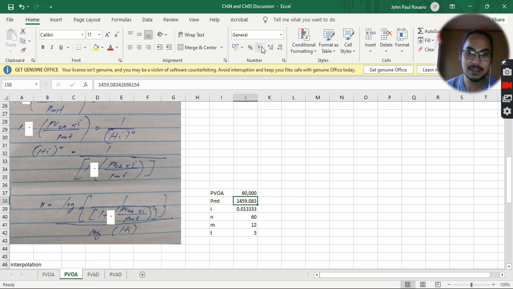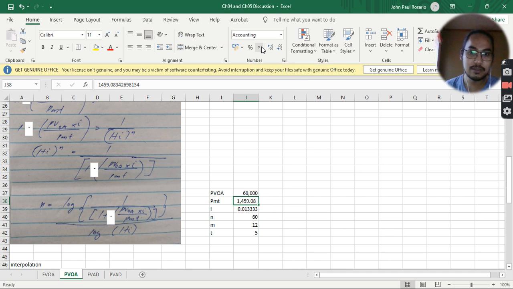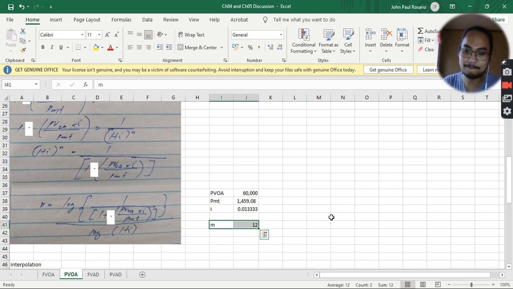So with that, the PVOA is 60,000, our payment is 1459.08, let's just use the rounded off value. And then our I here is 0.16 over 12. N is 60, so monthly, M is 12. T is 5. N is unknown. Okay. M is 12. So how much is our N now?